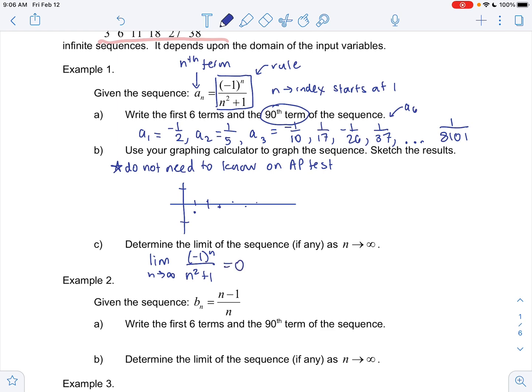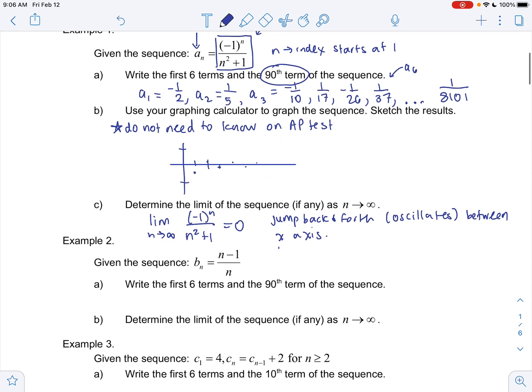So I would describe this as jumping back and forth. A new phrase for that is oscillates between the x-axis. And we call this a special type of sequence. We call this an alternating sequence because it's alternating between negative, positive, negative, positive.